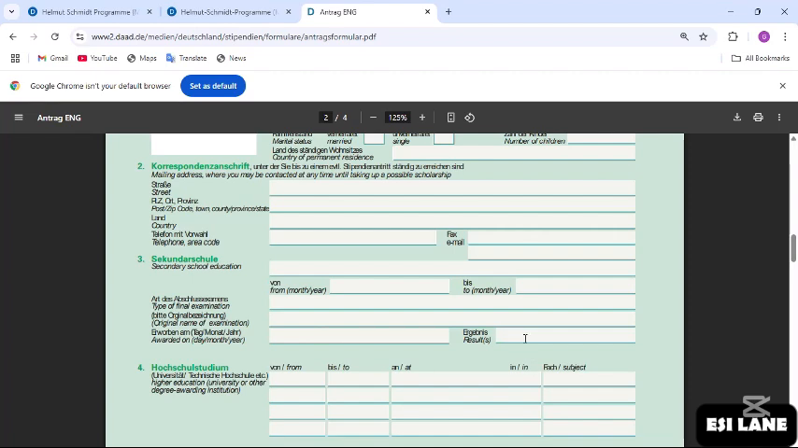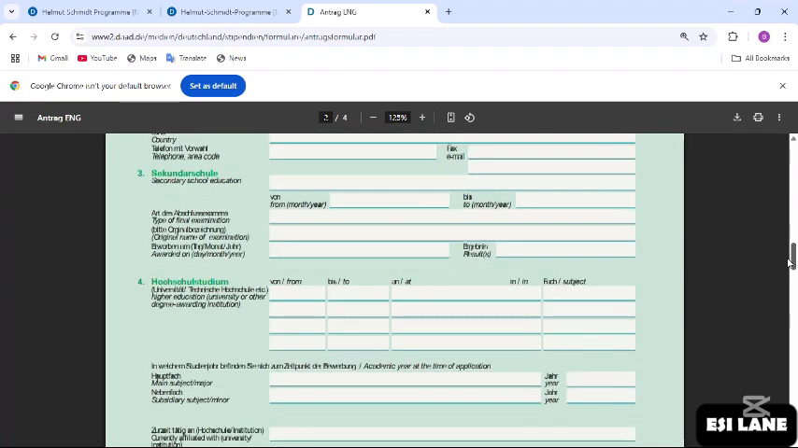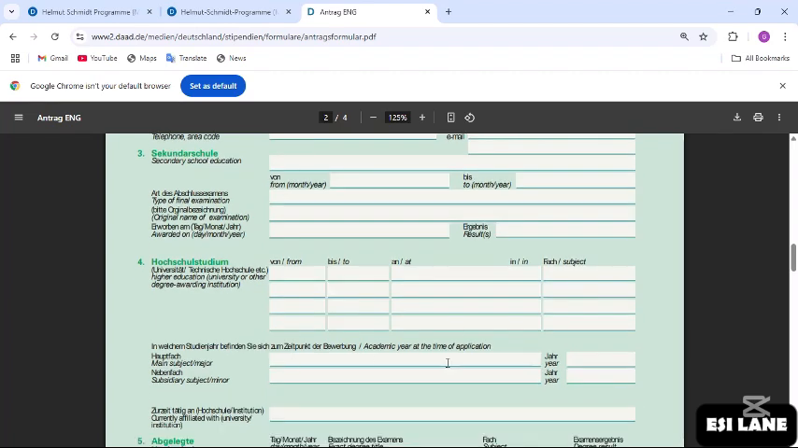Now with this one, you're going to write the grade for all the subjects you wrote in the examinations. So if you had A1, B2, B3, C4, you write all of them for all the subjects. You don't have to write the subject name, you just write the grade you had for each subject. Then the next one is higher education, that is university or other degree awarding institution. So you write the date you started the institution to the date you completed. Then you write the name of the institution here and then the program or the subject. If there are more than one, you write where you started, when you completed, and then the name and the program you read. Then when you come here, it says academic year at the time of application.